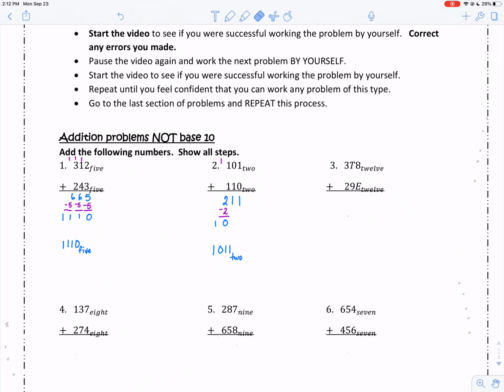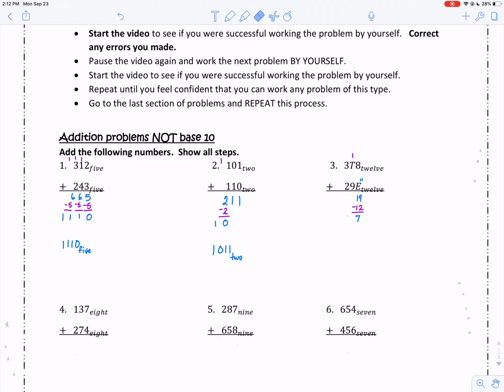Now on to number 3. Notice I'm now in base 12, so I have some different kinds of digits. So that E is really an 11. So 11 plus 8 is going to give me 19. Well, I can't have a 19 in base 12. Remember, the highest number I can have in base 12 is 11. So I'm going to subtract 12, so I'll have 7 units left over. I'm going to carry the 1, so I have 1 base 12 rod.